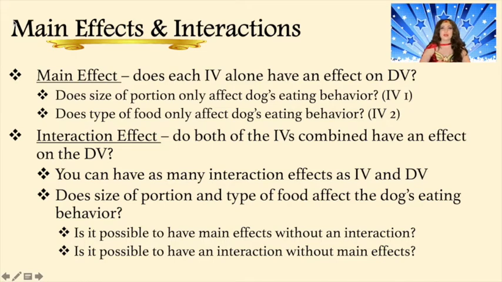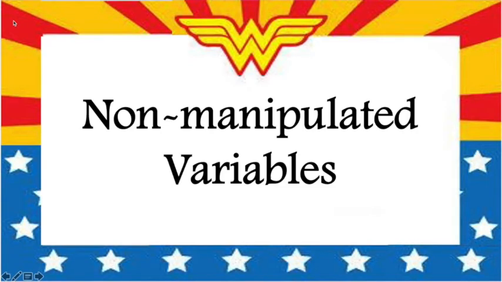Meaning, is it possible that the type of food alone and the size of the portion alone don't have effects, but when you combine a specific type of portion with a specific type of food, then the dog actually stops swallowing the food and starts to chew? So absolutely, you could totally have an interaction effect without main effects. So the answer to both of these questions would be yes. It is possible to have a main effect without an interaction, and it is possible to have an interaction without main effects. So now let's talk about non-manipulated variables.